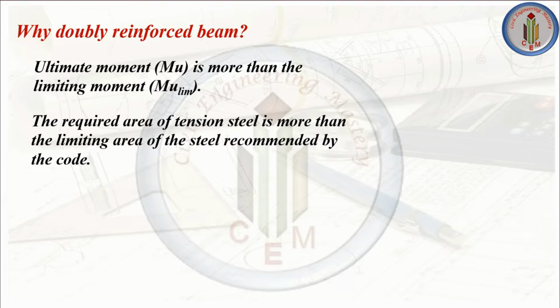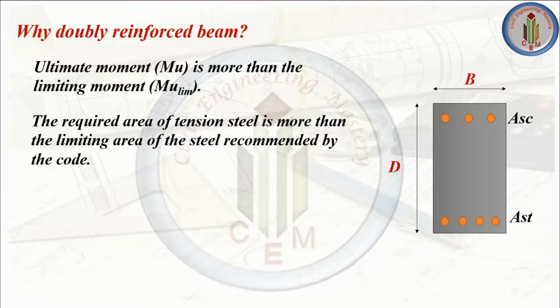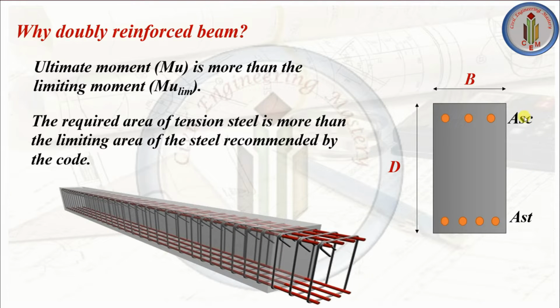And apart from these things, wherever there are architectural restrictions where we cannot increase the depth of the beam, in that case we have to go for a doubly reinforced beam. In a doubly reinforced beam, steel is provided in both zones. This is the area of steel in the tension zone, and this is the area of steel in the compression zone. Here also you can see the reinforcement is provided on both sides. Compression steel may also change the mode of failure from compression failure of concrete to tension failure of steel, and it is also very effective in reducing long-term deflections due to shrinkage and creep.